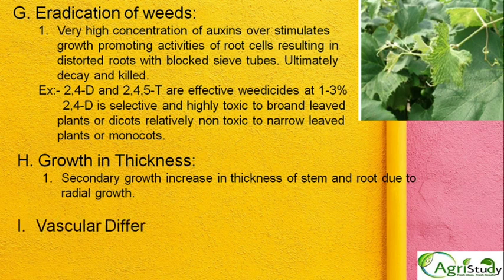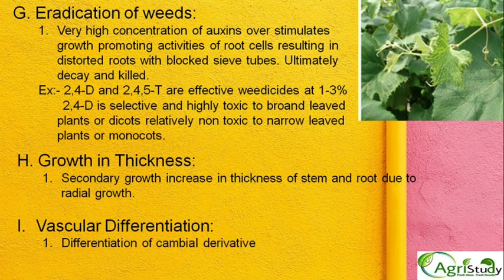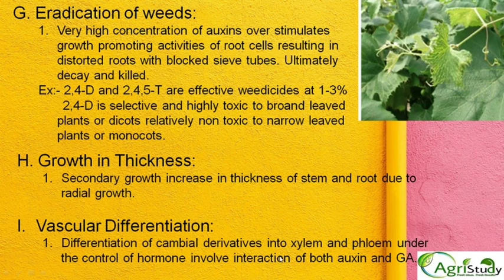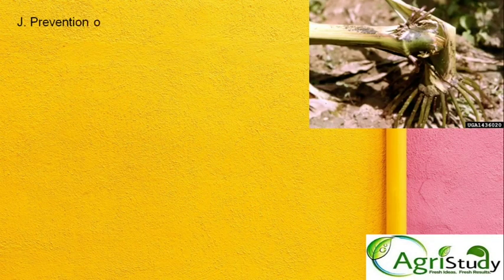Next, vascular differentiation. Vascular differentiation of the cambial derivatives into xylem and phloem is under hormonal control and involves interaction of both auxin and gibberellic acid. Once the cambium divides, the cells derived from the cambium differentiate with the action of auxin and gibberellic acid into xylem and phloem, which are maintained through auxin. It's also one of the important parts.